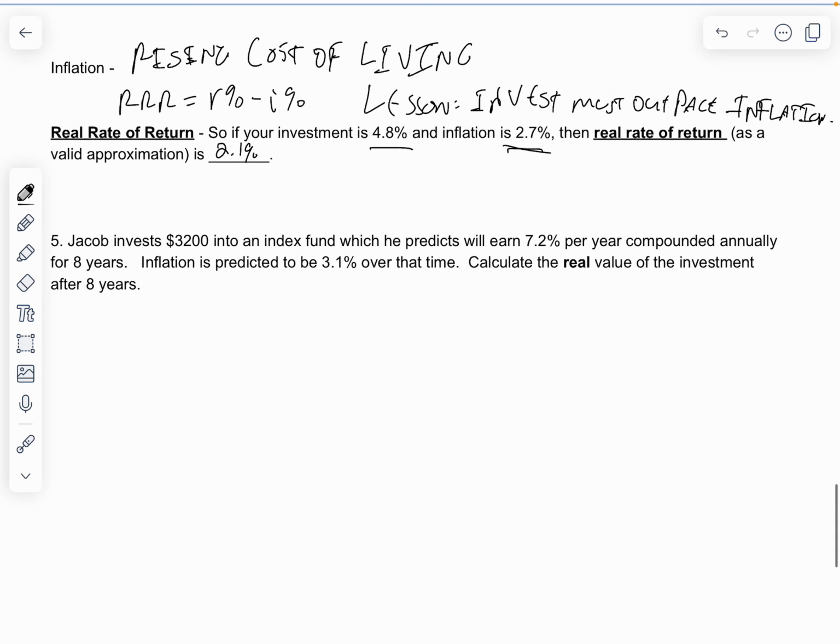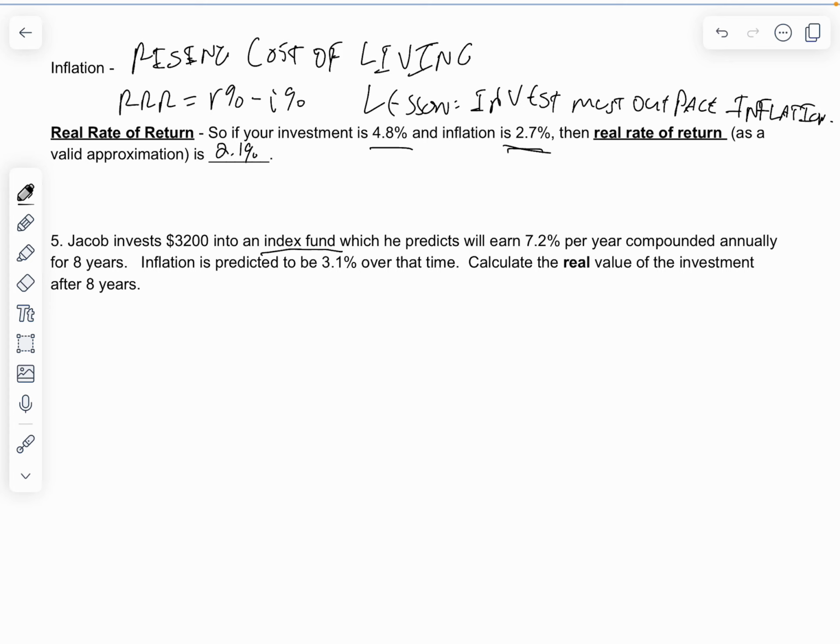So we've got Jacob here investing $3,200 in an index fund, which he predicts will earn 7.2% per year compounded annually. Great index funds out there. An index fund has a piece of every stock, and it has different percentages of different stocks. It tries to have higher percentages of better performing stocks. But if you are interested in investing in index funds, let me know. I can help you out and get you started.